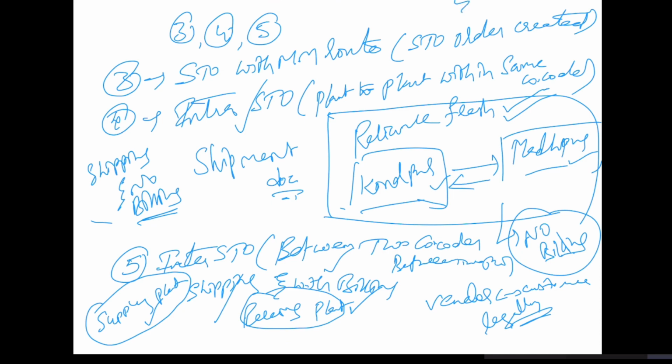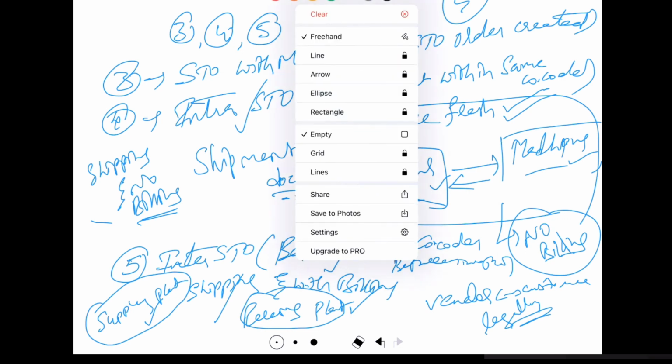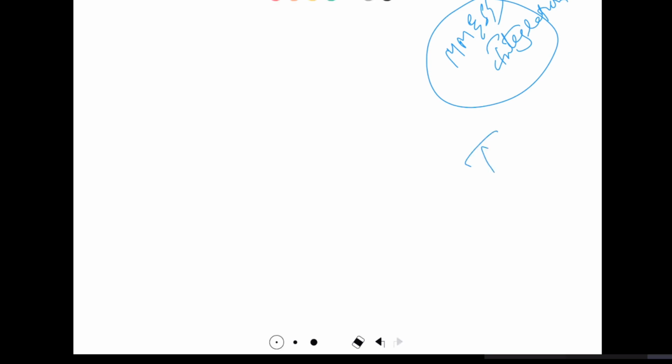So this STO process is very, very important. If you do not understand, please let me know. I will explain again with some other different example. Here what we need to understand is that MM and this STO process are completely different. We generally call this MM and SD integration. If anybody asks about MM and SD integration, you have to tell them intra STO and inter STO.